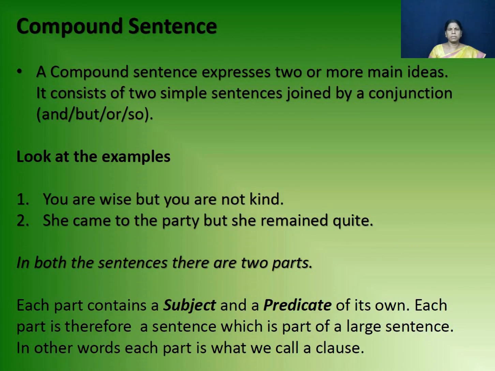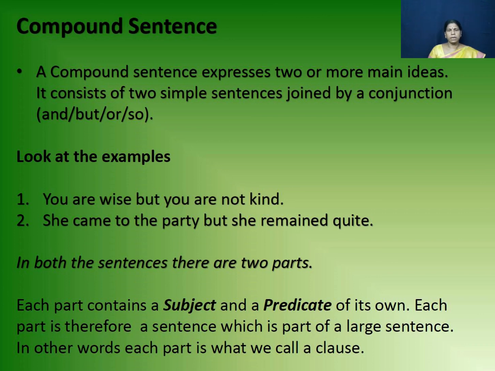Compound sentence. A compound sentence expresses two or more main ideas. It consists of two simple sentences joined by a coordinating conjunction like and, but, or, so. Look at the examples. You are wise, but you are not kind. She came to the party, but she remained quiet.